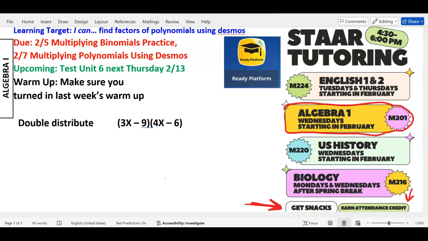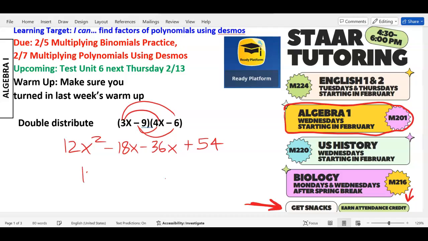But here's a double distribution problem. If you have 2 binomials, you do first times the first, 3x times 4x. 3 times 4 is 12, x times x is x squared. 3x times negative 6 gives you negative 18x. Negative 9 times 4x is negative 36x. And negative 9 times negative 6, negative times a negative is a positive. 9 times 6 is 54.